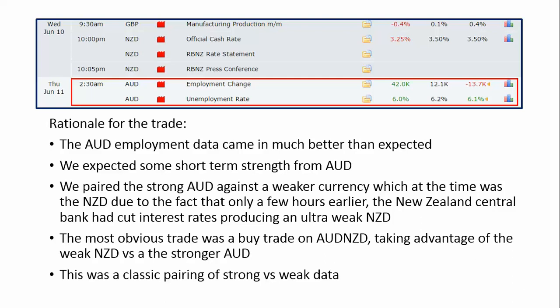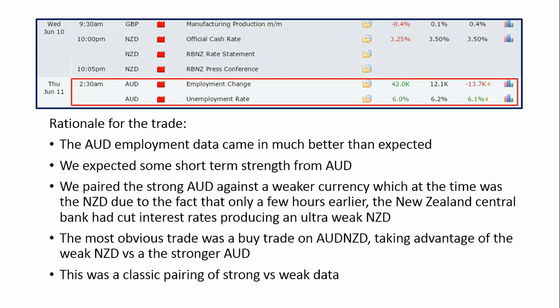So if we go back to the previous day, Wednesday, June the 10th, notice that that was the day the New Zealand Central Bank cut their interest rates, from 3.5 to 3.25. So the Kiwi was struggling massively off the back of that. The Kiwi dollar weakened significantly off the back of that reduction in New Zealand's interest rate. So we had complete divergence.